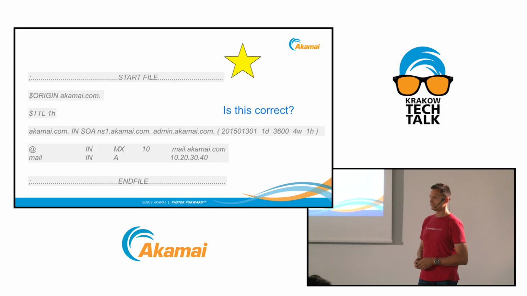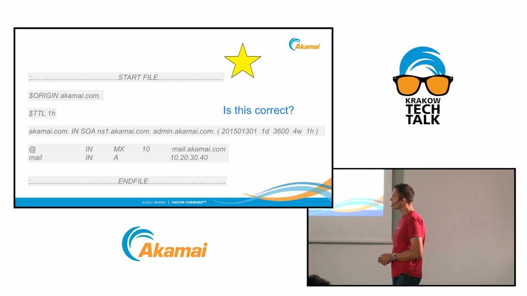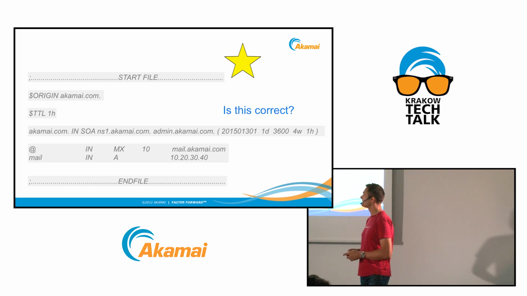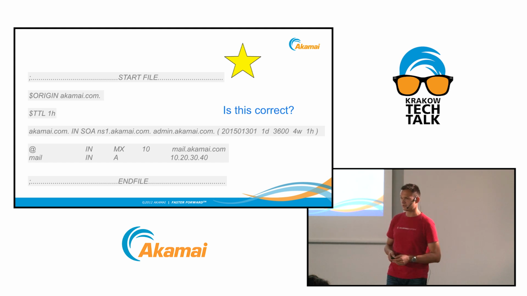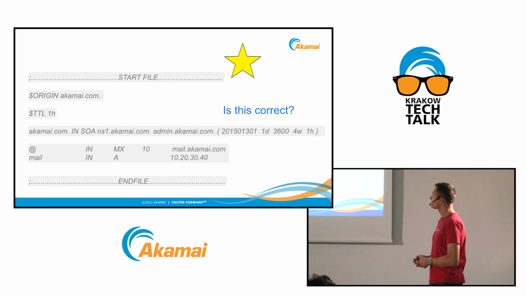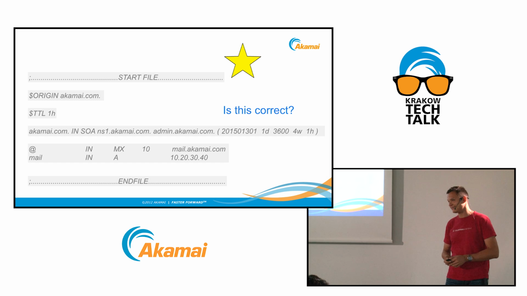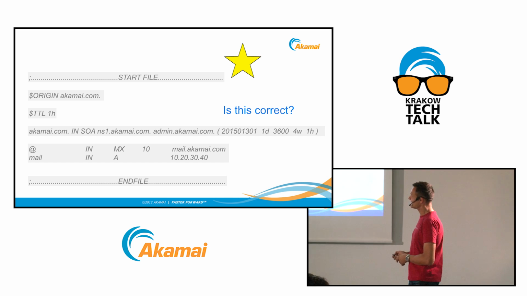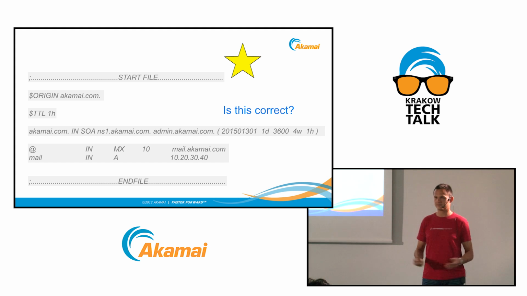Now, question. Assuming this is a complete file, what is missing here? What is wrong here? You know the answer. Any thoughts? So what will happen if there is no that? Our name server will automatically append Akamai.com, so we will end up with something like mail.akamai.com, which makes no sense.